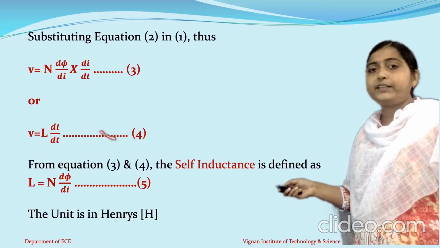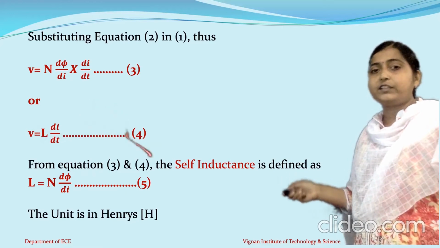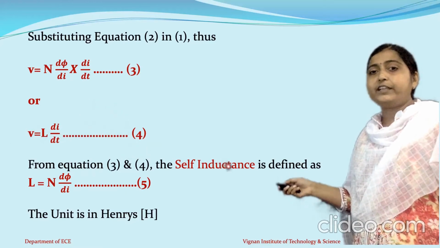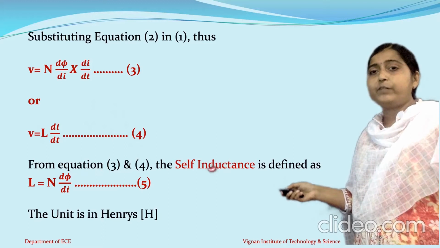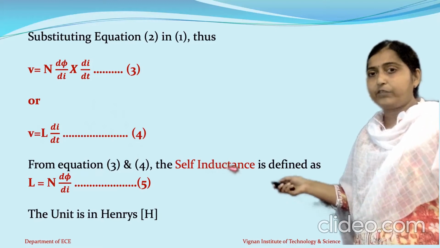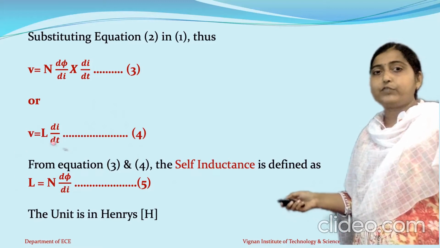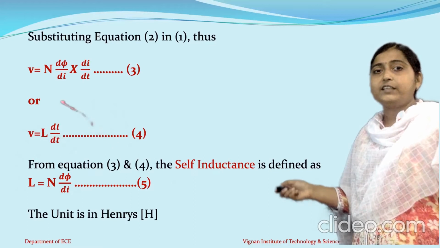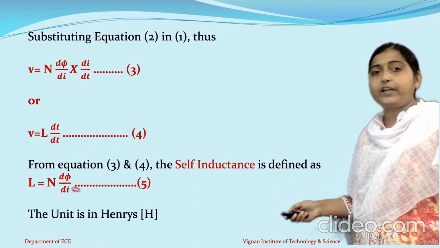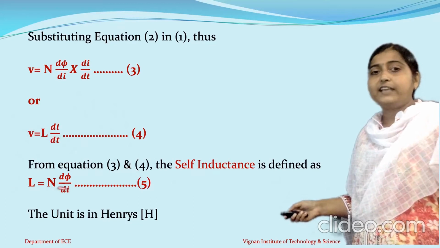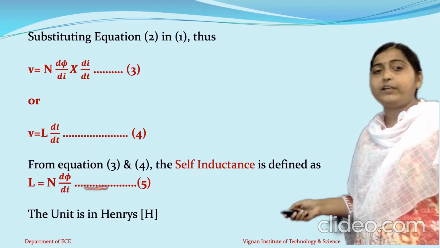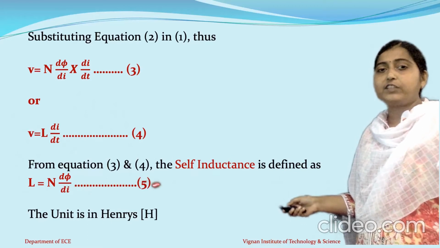Now comparing this equation 4 with equation 3, the self-inductance, please listen carefully, is now defined as L is equal to N into d phi by di. So based on that, we can now write the self-inductance L is given by N into d phi by di. Let us call this equation number 5.